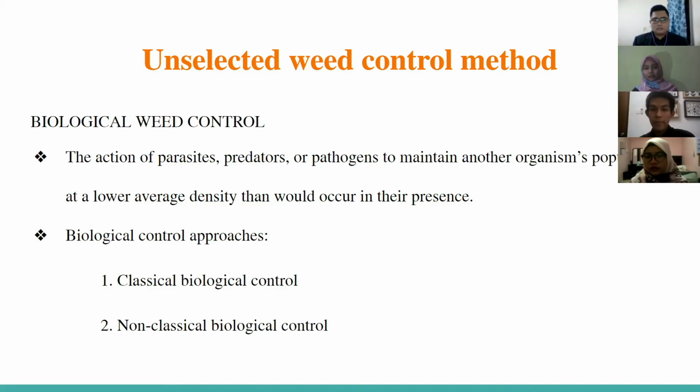In classical biological control, a biological control agent is released into its new habitat to attack the target weed. It highly relies on subsequent generations of the biological control agent to suppress the weed species over a long period of time. Non-classical biological control involves mass rearing or periodic release of biological control agents to increase their effectiveness to immediately suppress the target plant. Next.